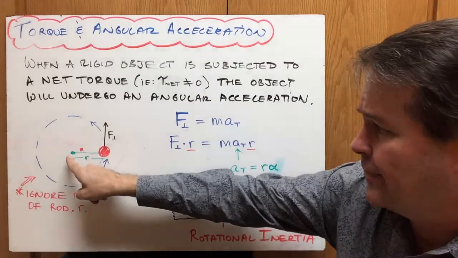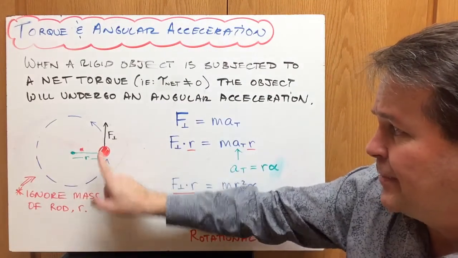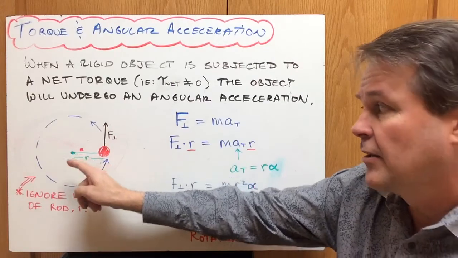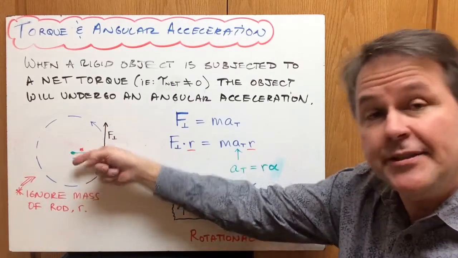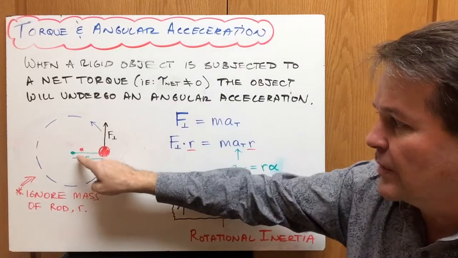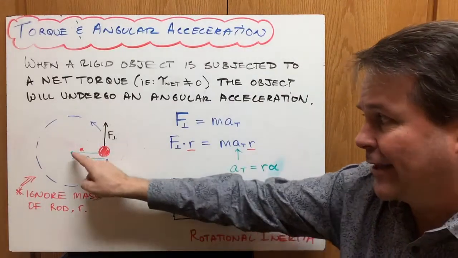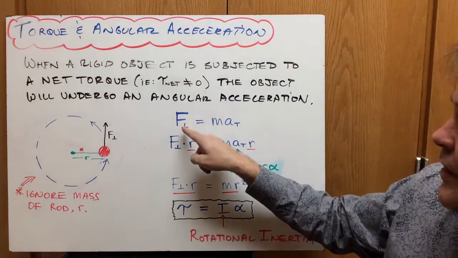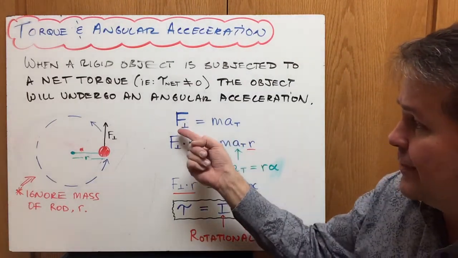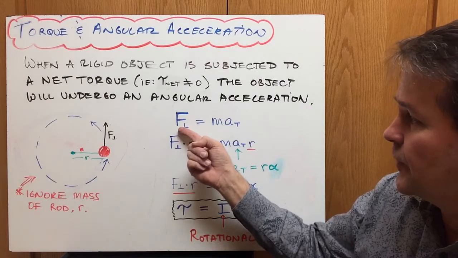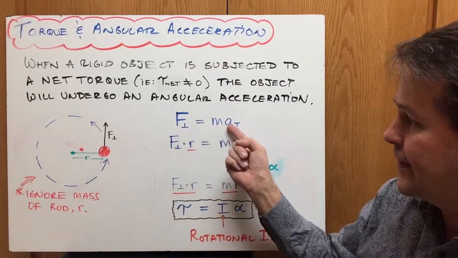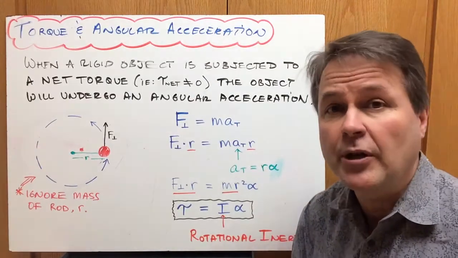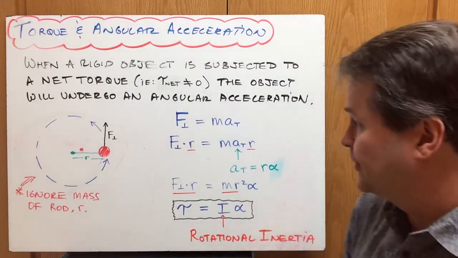So here I have a diagram. That's object M. I'm applying a perpendicular force, perpendicular to the radius of rotation. And this green line, I just want to emphasize that that rod is considered mass-free. So we can use Newton's second law to describe this. The perpendicular force is going to be equal to mass times the acceleration, and the acceleration is going to be perpendicular, so we call that the tangential acceleration.